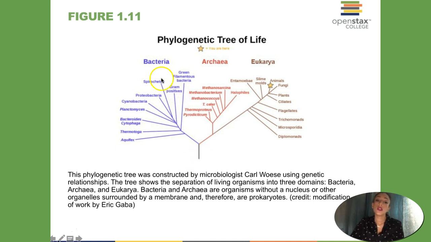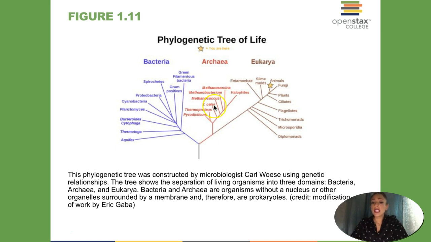Okay, so there are three whole domains: domain bacteria, domain archaea, domain eukarya. Once again, domain bacteria, prokaryotes, meaning no nucleus; domain archaea, prokaryotes, meaning no nucleus; and then domain eukarya, meaning there actually are nuclei here. The only difference between bacteria and archaea is that archaea are extremophiles, meaning they can live in the most extreme of extreme conditions.